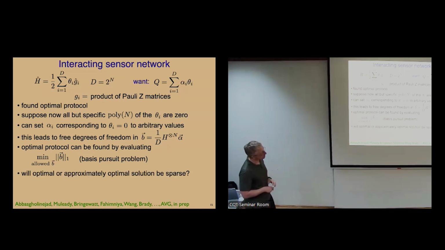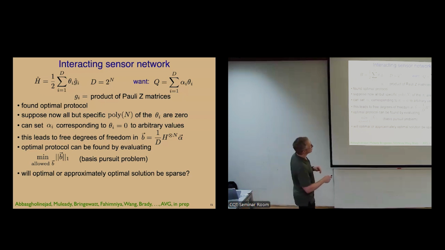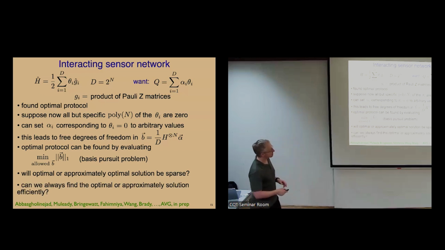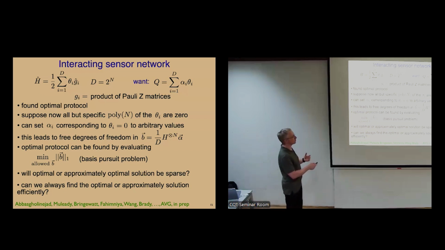Some open questions that we're still answering: there are poly n of these thetas that are non-zero. The question is, will the optimal or approximately optimal solution be sparse? Will it in itself have only polynomially many non-zero entries? Because if B has exponentially many entries, it means I have to apply exponentially many pulses to the measurement, and it's kind of inefficient. And the second question, if it is sparse, can we always find this optimal or approximately optimal solution efficiently?